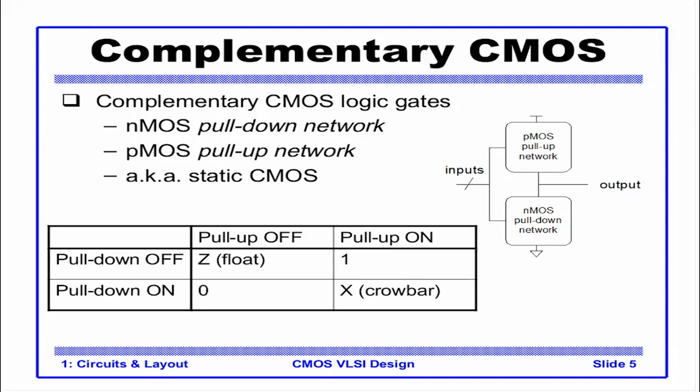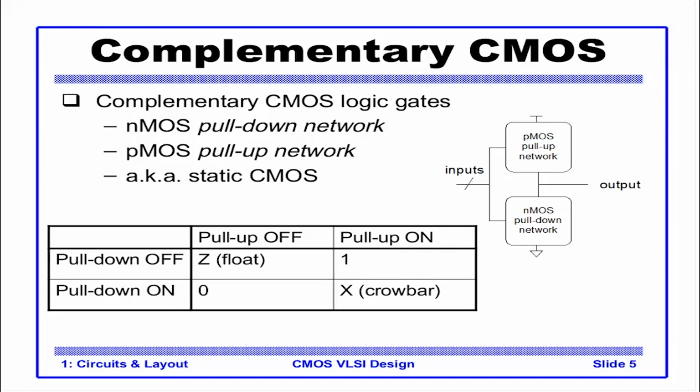Another thing, let's see this quick table. Whenever pull down is off and pull up is off, that is this quadrant, the output is Z, that is, it is neither connected to VDD nor connected to ground. Now this case will not happen in the case of a static CMOS.